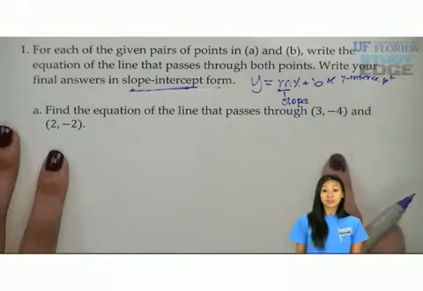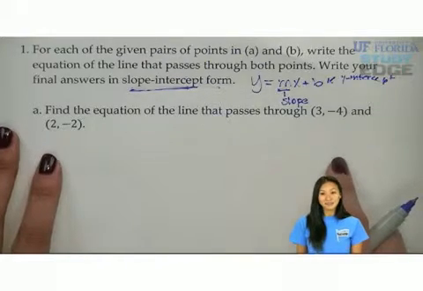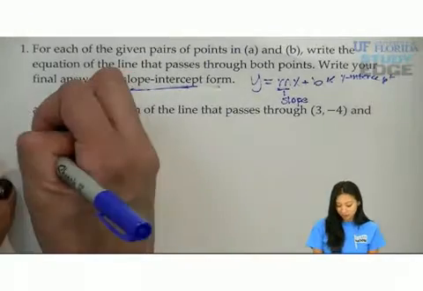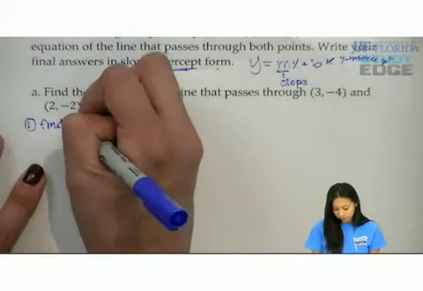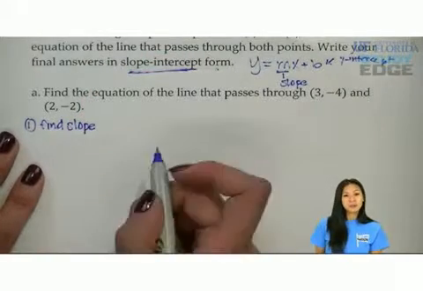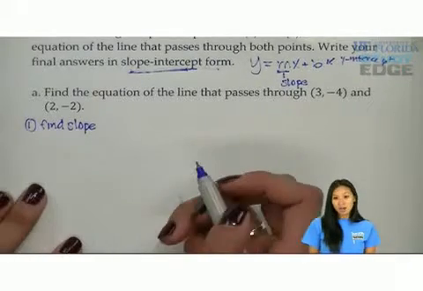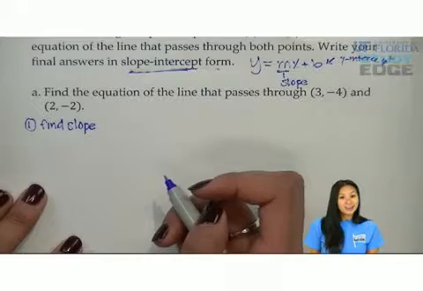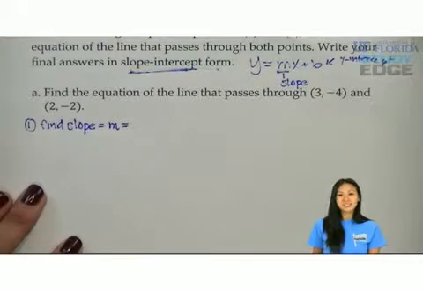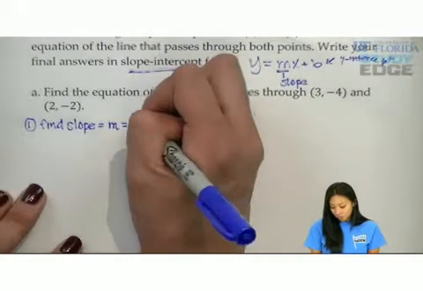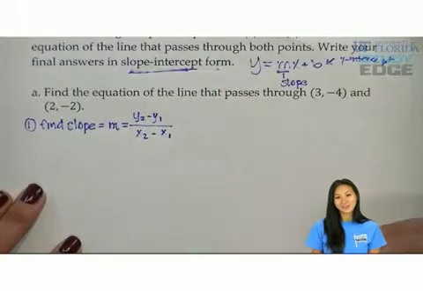I have 2 points. The first thing I'm going to do is find the slope. When I have 2 points, I can definitely find the slope using the slope formula. So my first step, step 1, is find slope. And if you don't remember the slope formula, guess where it is? On that reference sheet. M is another word for slope, a variable for slope. It's y2 minus y1 all over x2 minus x1.